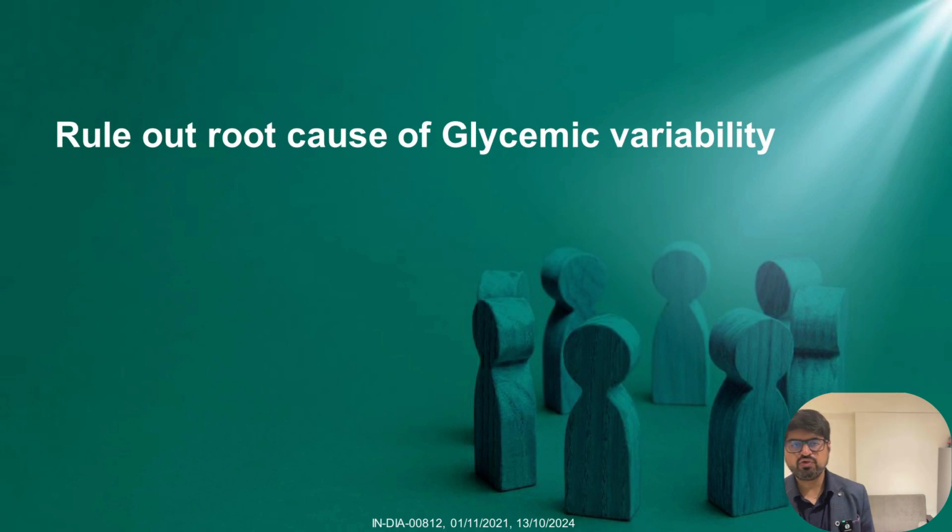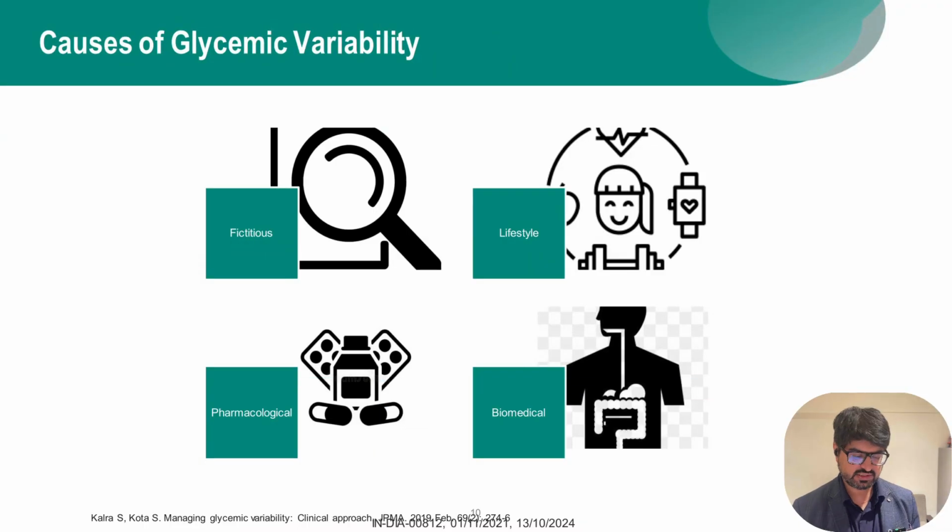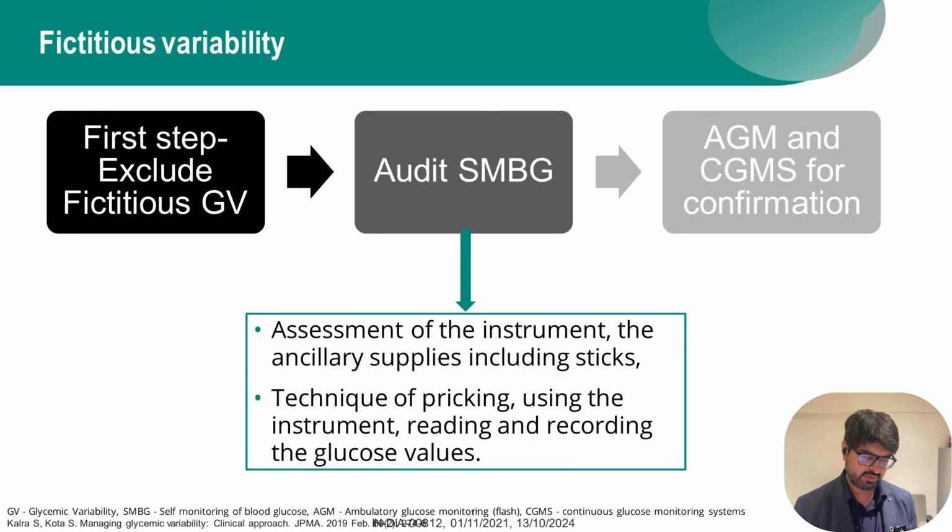So let's look at the root cause of glycemic variability. We already looked at some of the parameters here. So what can lead to glycemic variability? It could be fictitious, we'll see this. It could be because of lifestyle measures, it could be pharmacological, it could be biomedical. Let's look at each of these parameters.